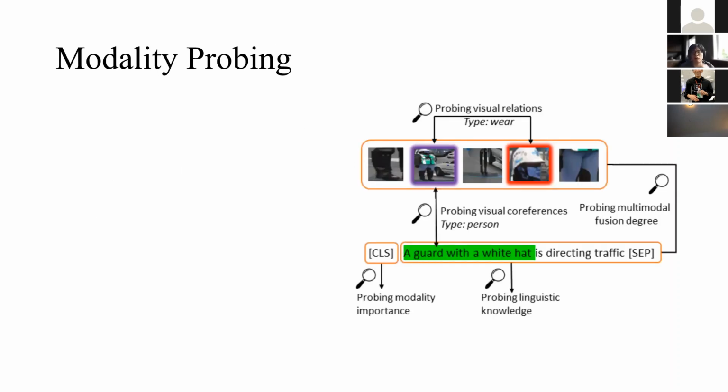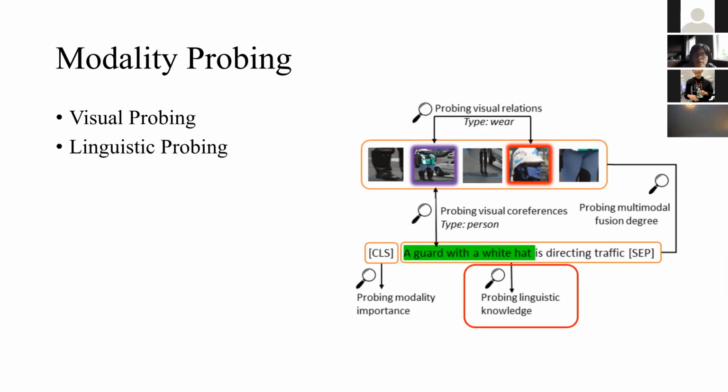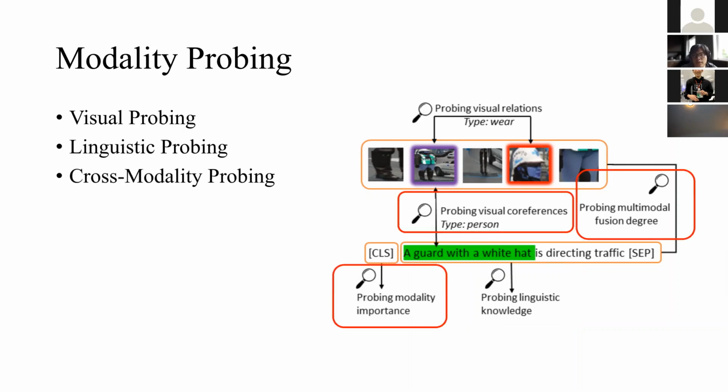Value probes VLP models from 3 aspects. First, visual probing. We study visual relations predicted by attention weights. And the next, linguistic probing. Common linguistics tasks for probing BERT are tested on some VLP models. And then third, cross-modality probing. We study the visual coreference and multi-modal fusion degree and the modality importance of the VLP models LXMERT and UNITER.